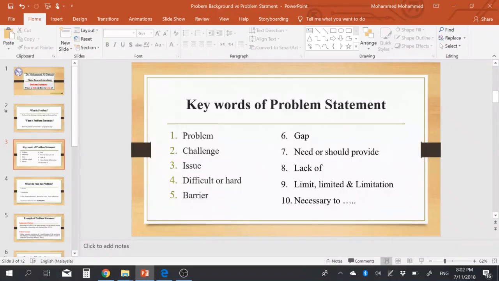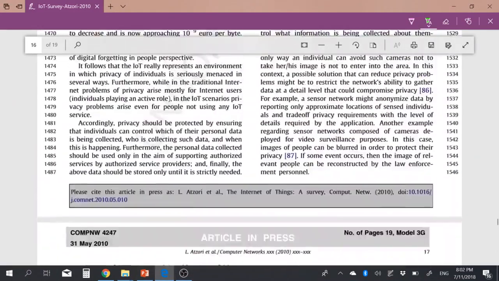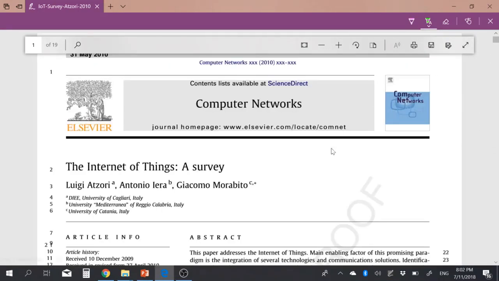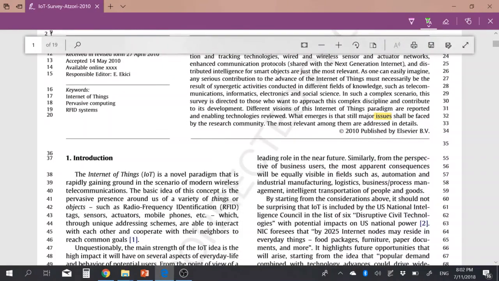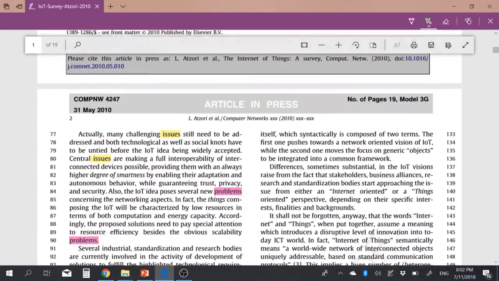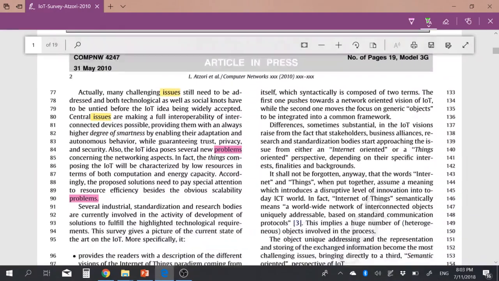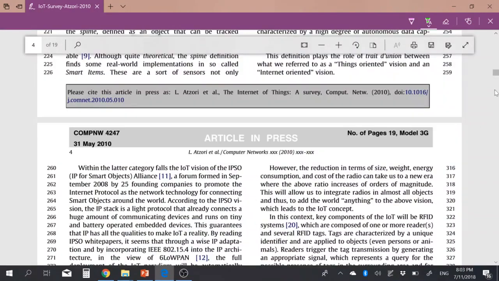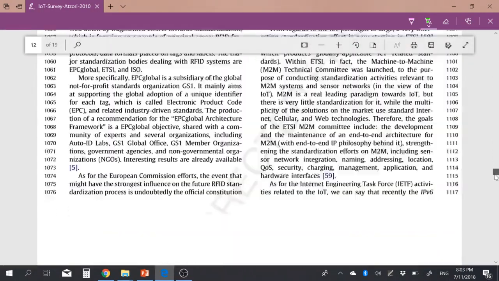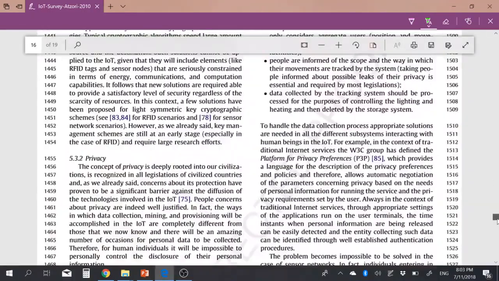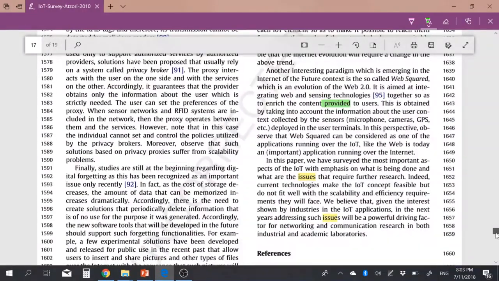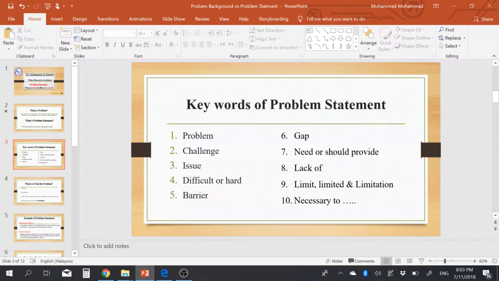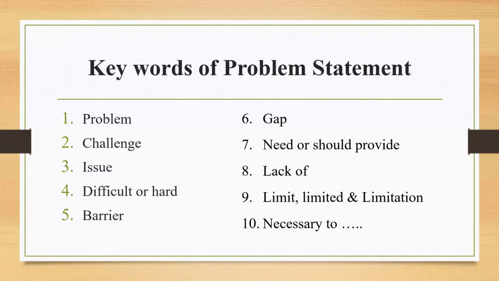I will show you an example of this. We go to the same paper that we always use as an example. If you read here, see issues on the left side, you can read issues, problems, provide. If you go down, we can see even challenge, many, especially in this article. See limited, issues, and so on. Okay, so let's go to the slide.